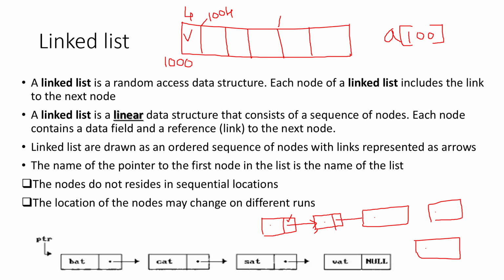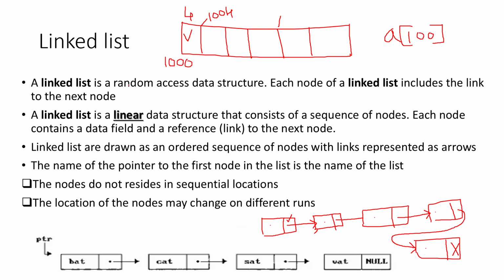Here also I should hold the address of the next node. Here also I should store the address of the next node following it. Here also I should hold the address of the next node. As I don't have anything after this, I should mark that as null, meaning that no element is there. This is the concept of the linked list.